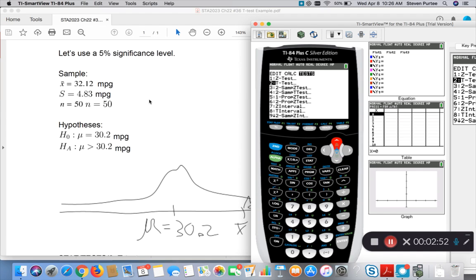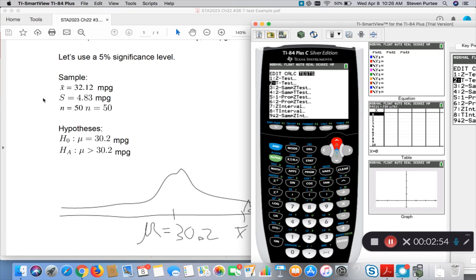How many samples did we have? How many S's did I have? How many N's did I have? We only had 1 sample. So all the 2 sample stuff says 2 sample. The ones don't say 1. The 1 sample t-test is just t-test.